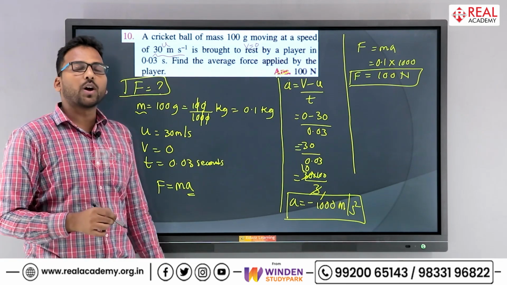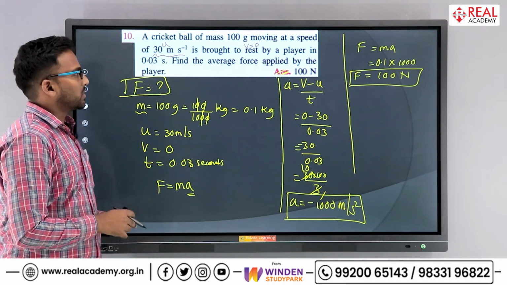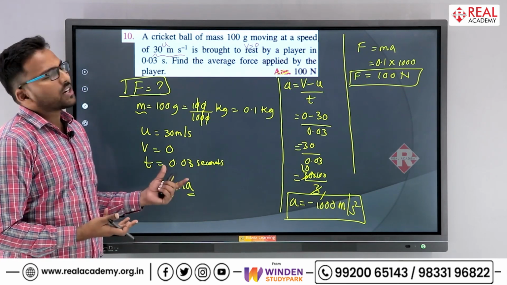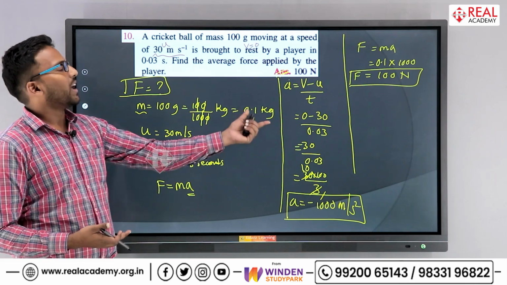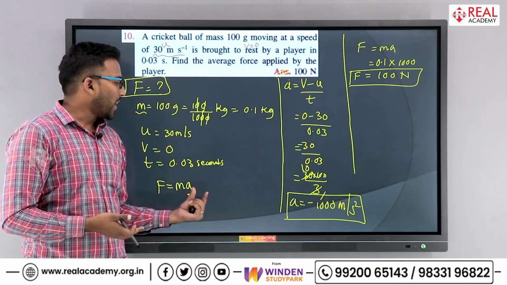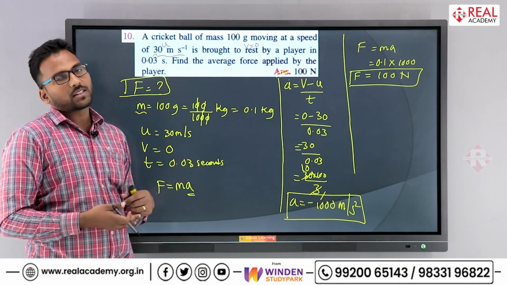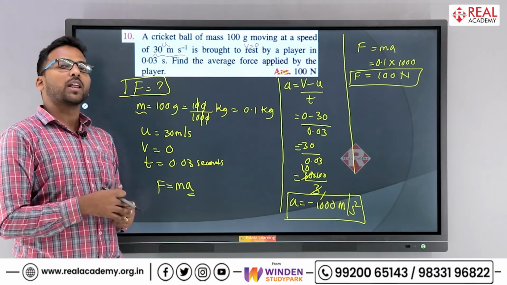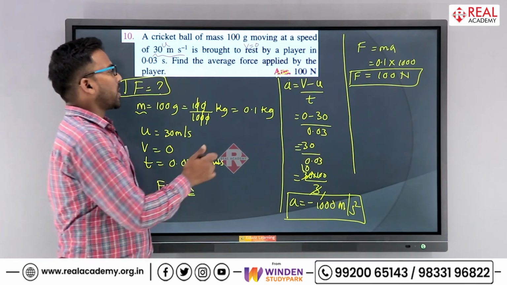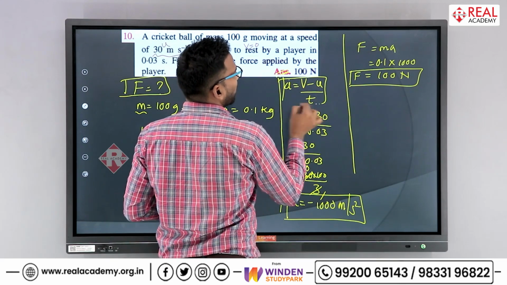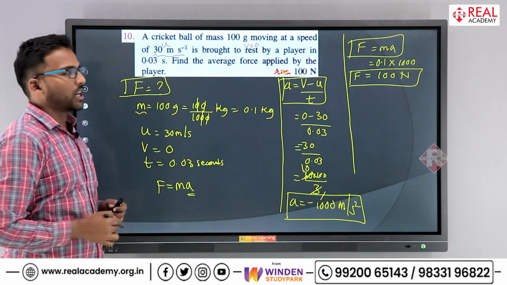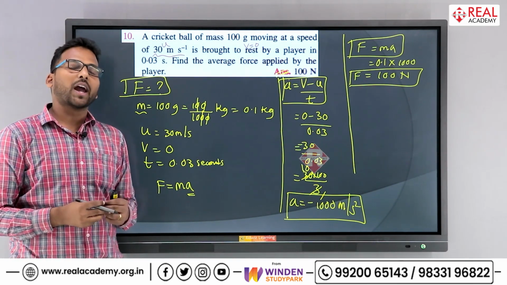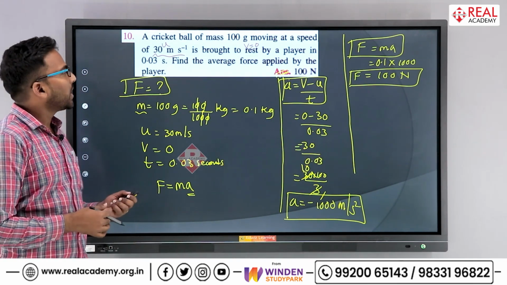Clear? F is equal to 100 Newton is the required answer. What have we done over here? Nothing, just applied the second law of motion, and to find acceleration we used the formula final velocity minus initial velocity upon time. It's a very important formula to be remembered: F is equal to ma and a is equal to (v minus u) by t.